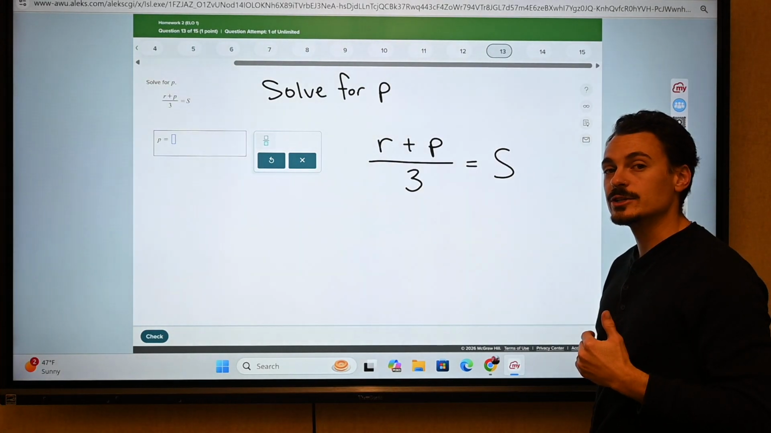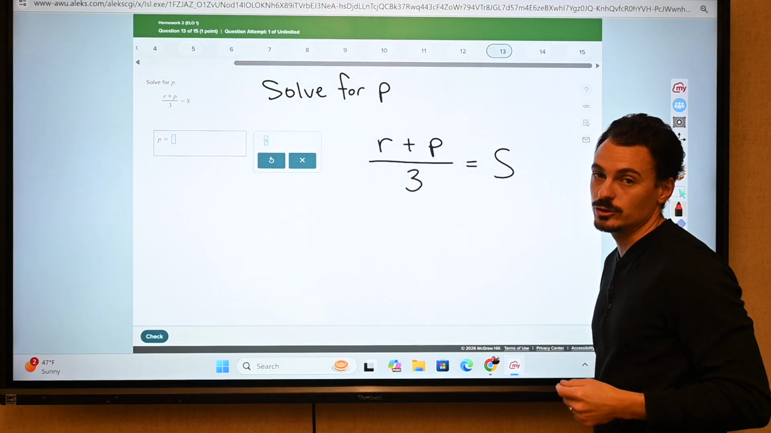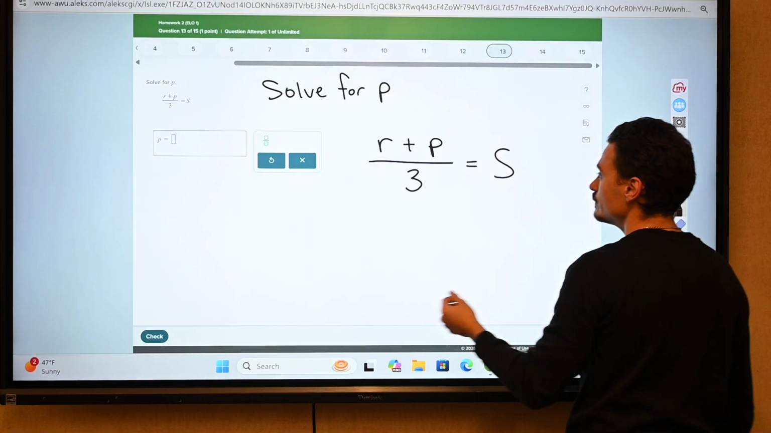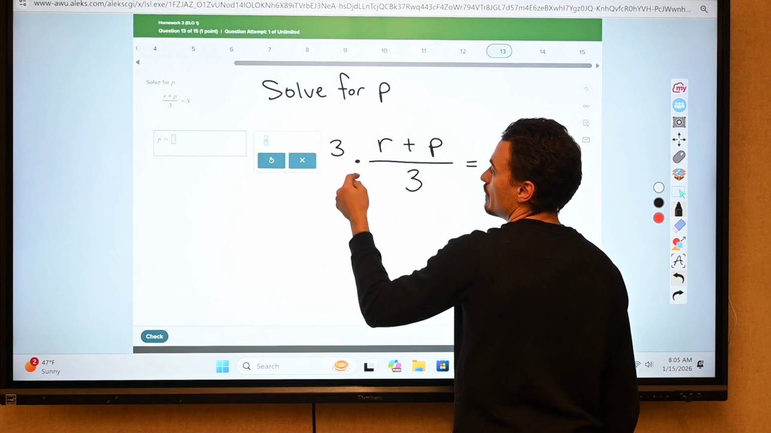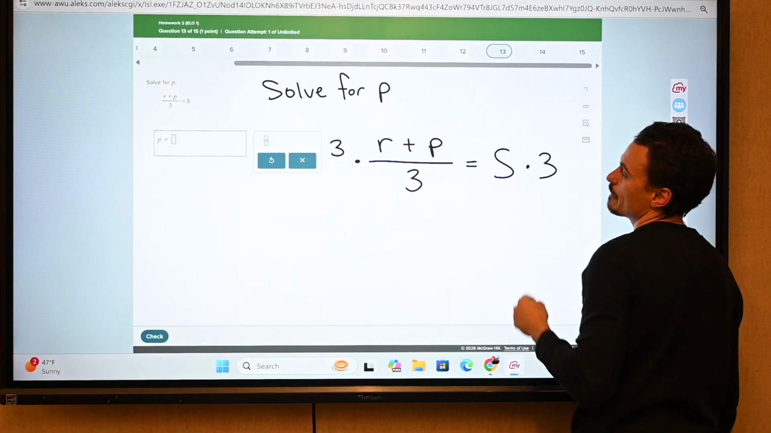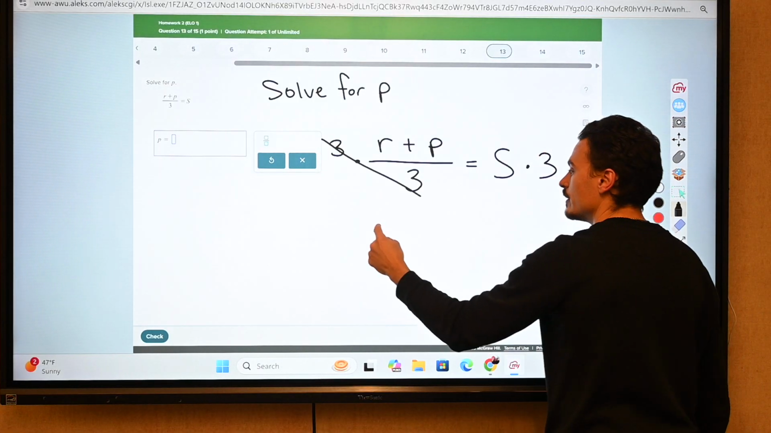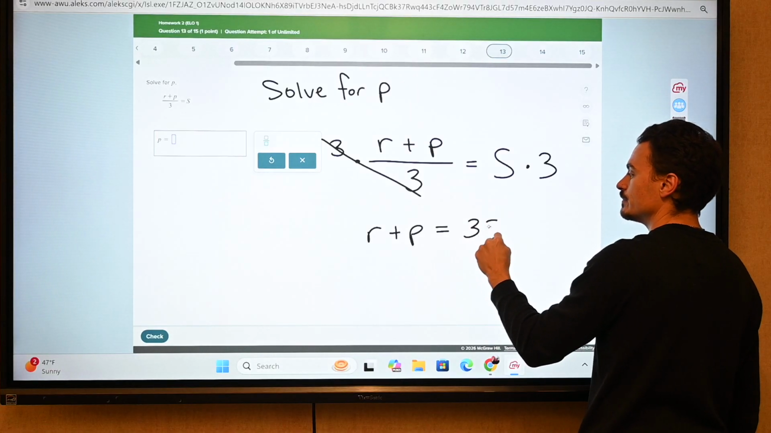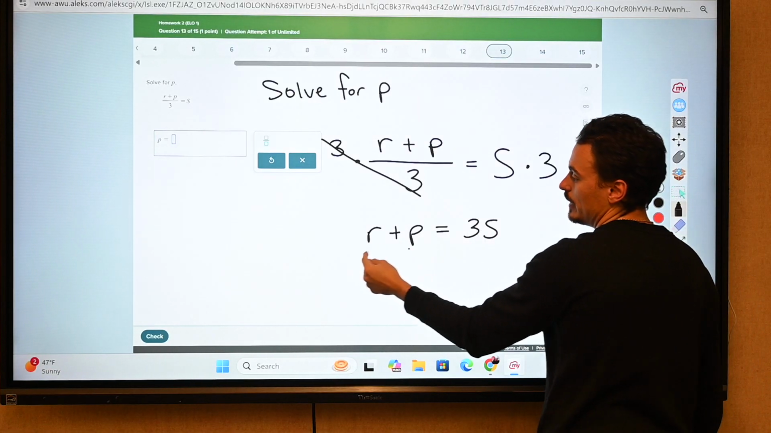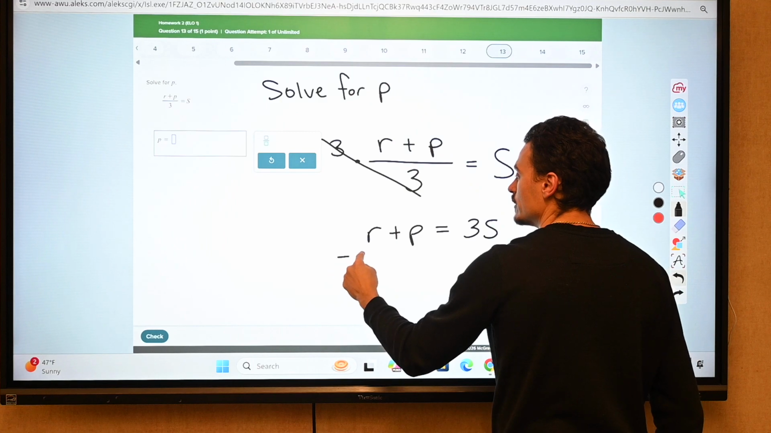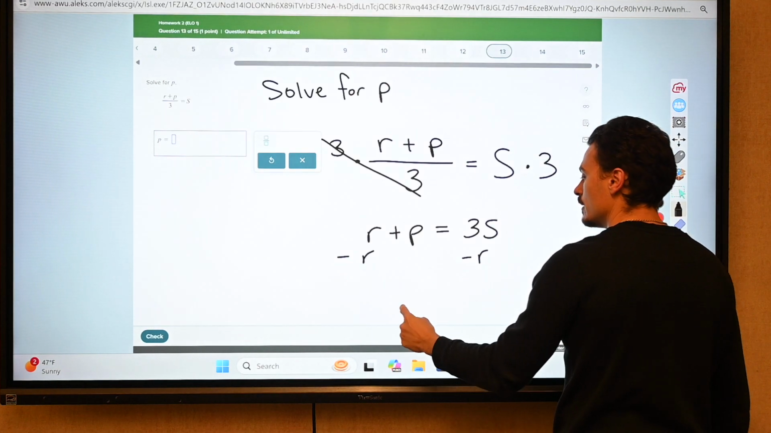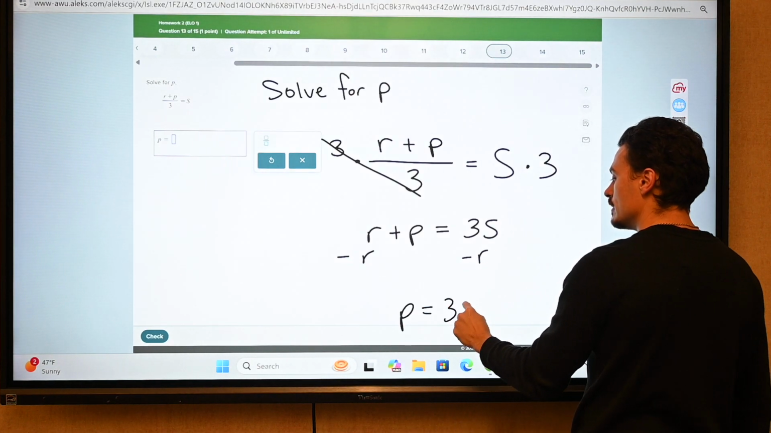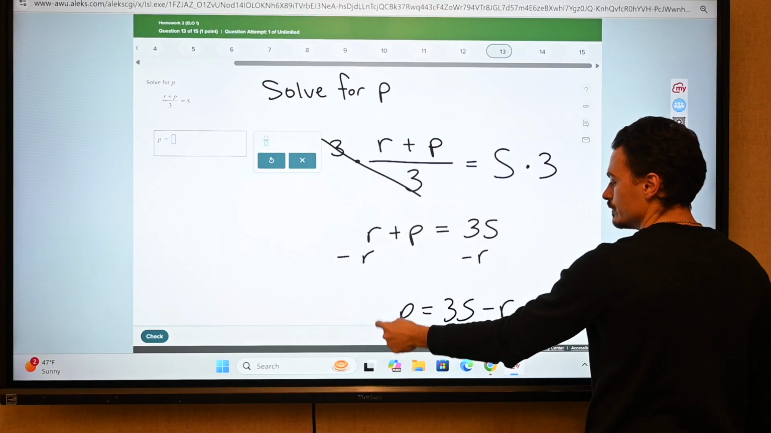Guys, if you have a fraction and you can get rid of it, you should get rid of it. So I'm going to multiply by 3 on both sides. Gets rid of my fraction. Now I have r plus p equals 3s. My desired variable is p, so I'll go minus r. I get p equals 3s minus r.